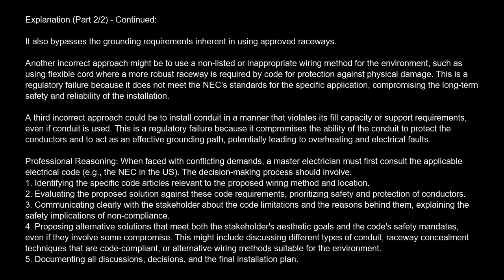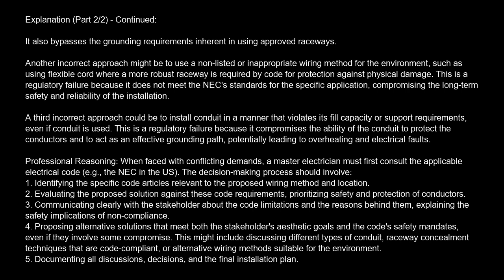A third incorrect approach could be to install conduit in a manner that violates its fill capacity or support requirements, even if conduit is used. This is a regulatory failure because it compromises the ability of the conduit to protect the conductors and to act as an effective grounding path, potentially leading to overheating and electrical faults.